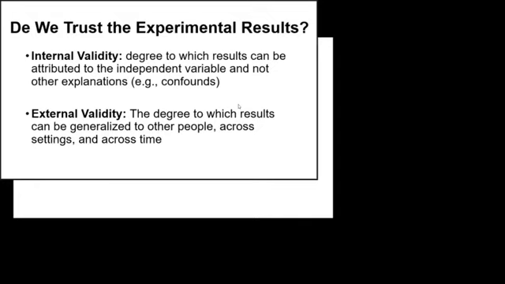So the other kind of validity that we really care about is external validity. And when you have bad internal validity, you just stop there because you don't really know what's going on. But if you have good internal validity, then we can start making judgments about how far we can apply our results. So our definition is the degree to which results can be generalized to other people, across settings, and across time.